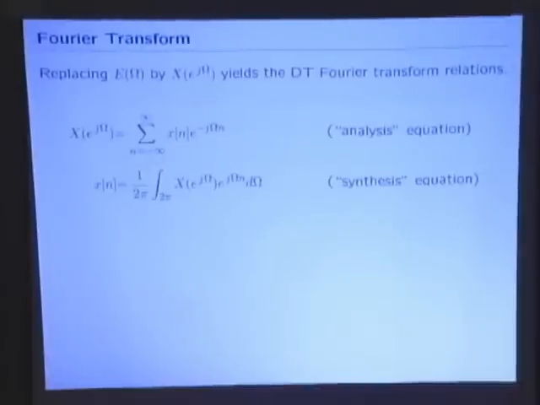The one thing that's a little bit weird: in the DT Fourier series, we had a sum in the synthesis equation and a sum in the analysis equation. Here we get one of each. The DT Fourier transform, that's this thing, is a function of the continuous variable. Even though it's a discrete-time Fourier transform, it has a continuous frequency variable capital omega. So when we do the synthesis, we have to integrate. So in one direction it's a sum, in the other direction it's an integral. Other than that, it's just the same.